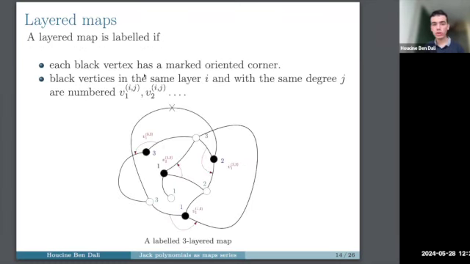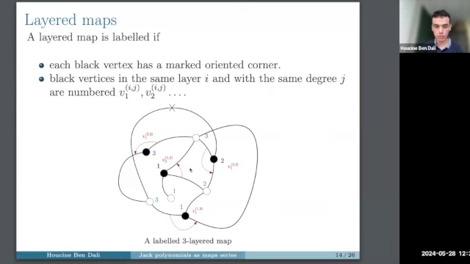And finally, we have this definition of labeling for layered maps. We say that a layered map is labeled if, for each layer i and each degree j of black vertices, the black vertices in this layer and with this degree are numbered from 1 until the number of vertices satisfying this condition.